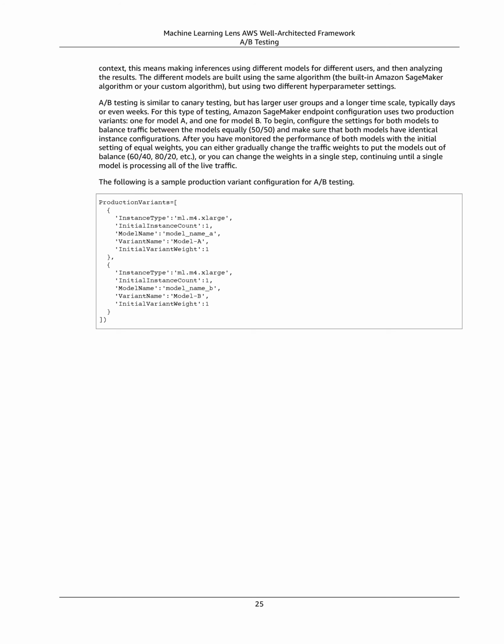For this type of testing, the Amazon SageMaker endpoint configuration uses two production variants, one for Model A and one for Model B. To begin, configure the settings for both models to balance traffic between the models equally, 50-50, and make sure that both models have identical instance configurations. After you have monitored the performance of both models with the initial setting of equal weights, you can either gradually change the traffic weights to put the models out of balance, 60-40, 80-20, etc., or you can change the weights in a single step, continuing until a single model is processing all of the live traffic. The following is a sample production variant configuration for A/B testing.